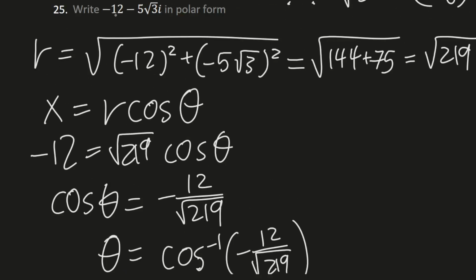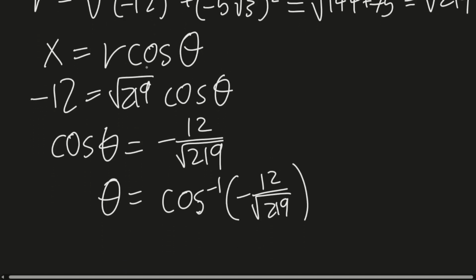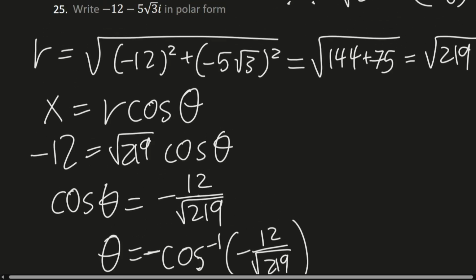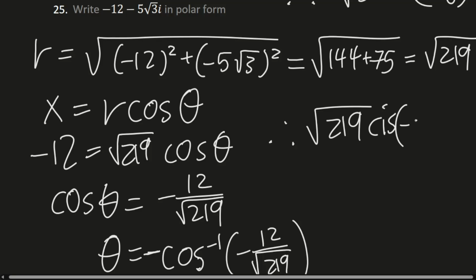This is going to be in quadrant 4, which is out of the range of inverse cosine, and so I'm going to have to put a negative here in order to get the right angle. Therefore, we can write this as square root of 219 cis of negative inverse cosine of negative 12 over square root of 219. Oops. Okay.